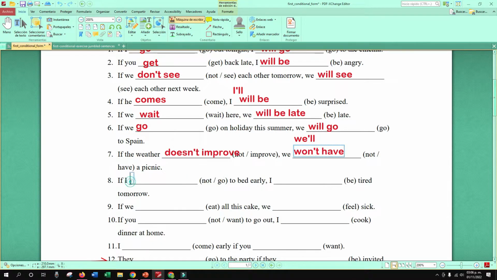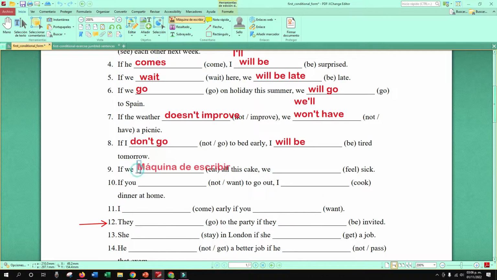What about this one? Number 8. That is negative also, right? So if I what? Don't go. Perfect. Don't go to bed early. I will be tired tomorrow, right? So if I don't go, remember don't because of the subject I, right? Go to bed early. I will be tired tomorrow. Excellent. Let's see number 9.